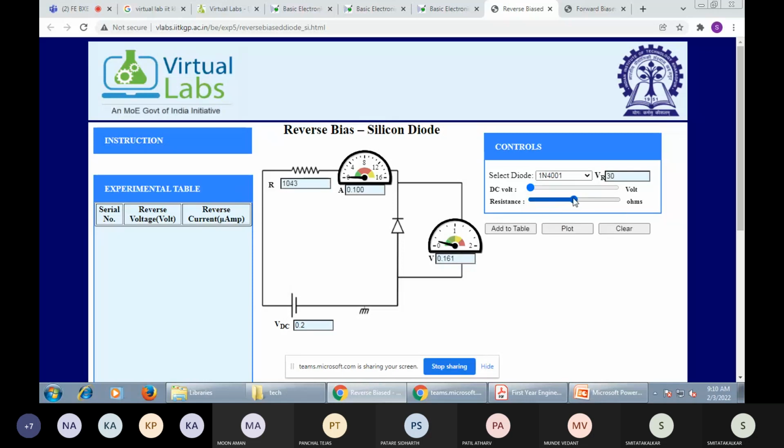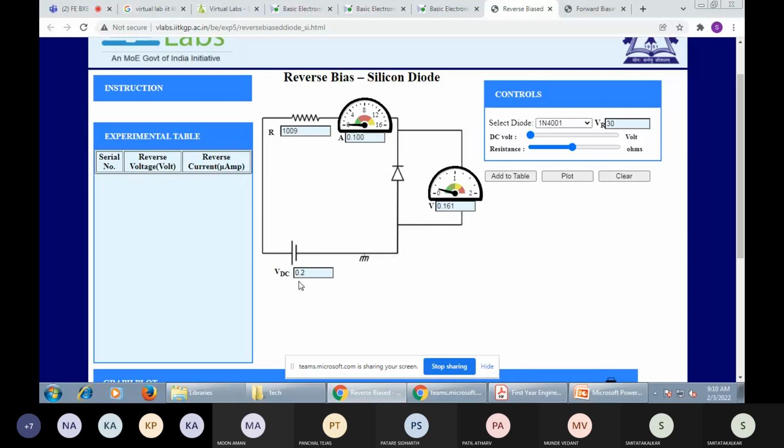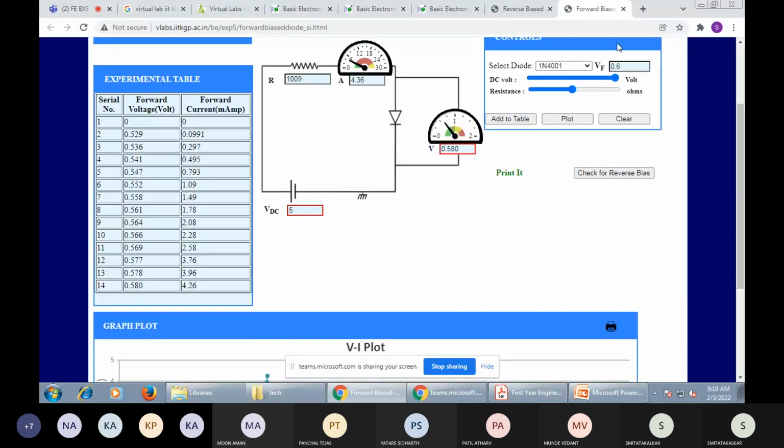Check the resistor. Resistance is 1000 kilo ohm. Set. Here I add to the table. Add the voltage 0.2 in reverse bias. Here you can see the reverse current and the reverse voltage. But in forward biasing, the DC voltage is 0.2.